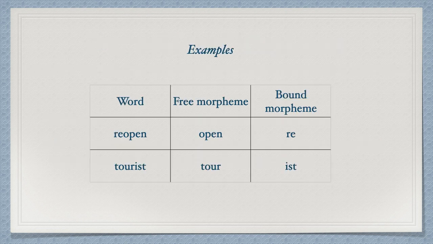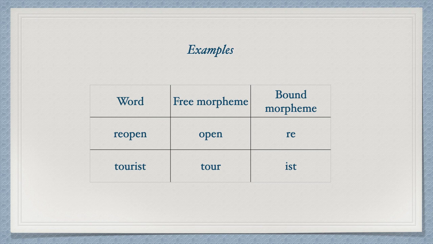Now let us look at some examples. In the first word, that is reopen, it is re plus open. Here, re is a bound morpheme. It can't stand on its own. Whereas open is a free morpheme. It's a word on its own. It has full meaning on its own. It can stand by itself. Whereas re has to be combined with open or with some other free morpheme.